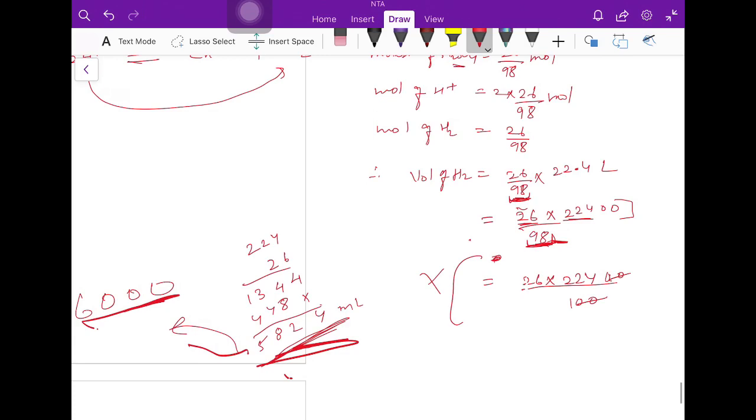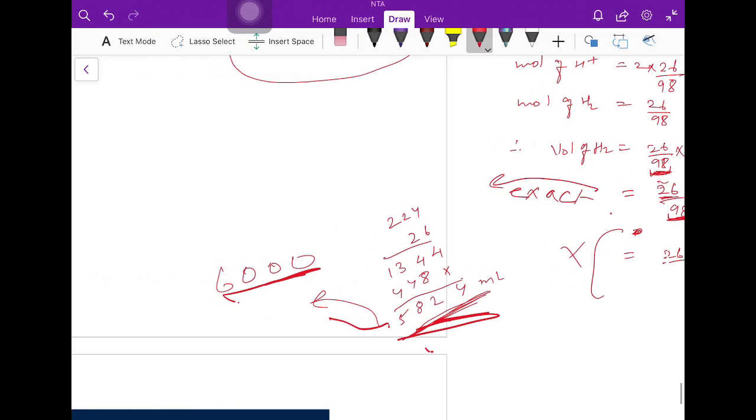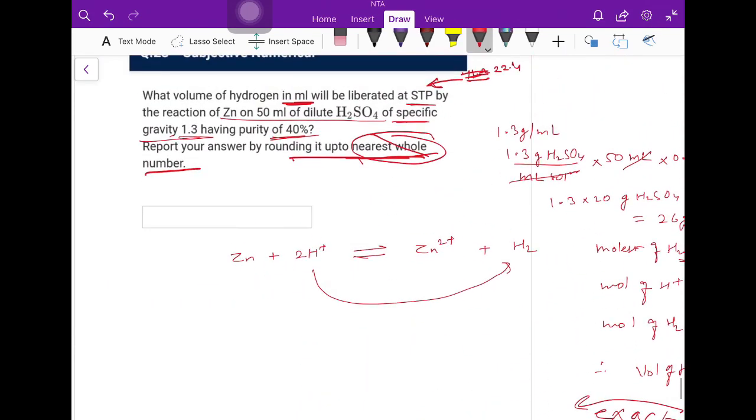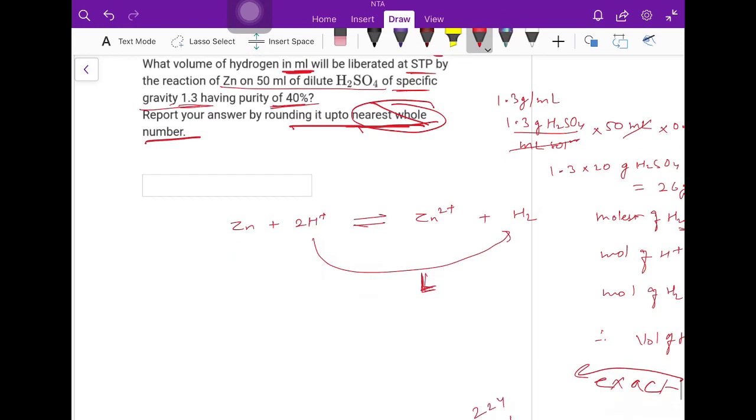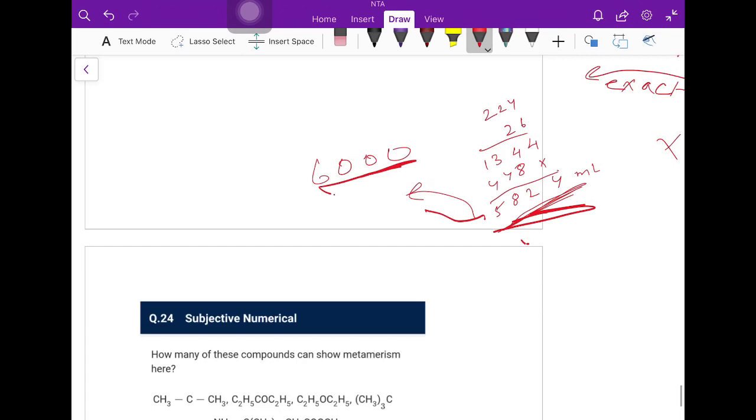So hopefully you have understood. What you need to do is the exact calculation here. You need to multiply 26 into 224 exactly, and divide it with 98, and only then can you claim the given answer. Yes, if they had asked us in liter, the nearest whole number in liter, then 6 liter would have been the correct answer. But claiming in milliliter is actually wrong.